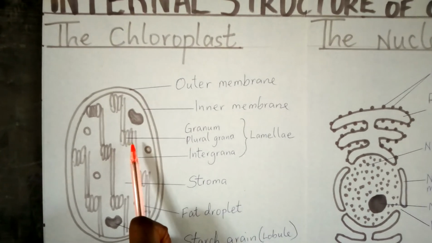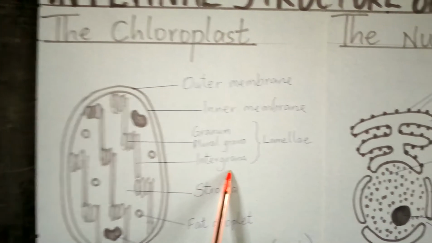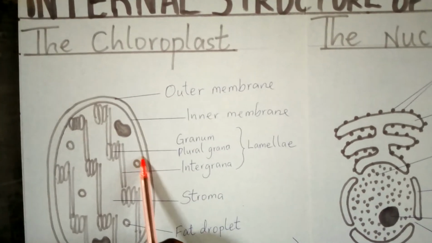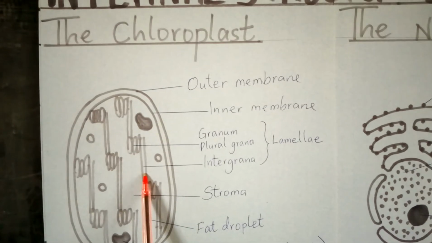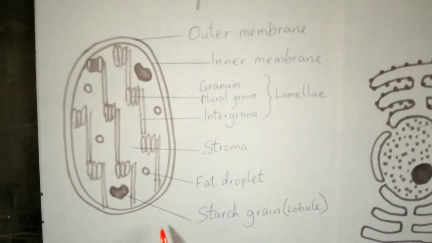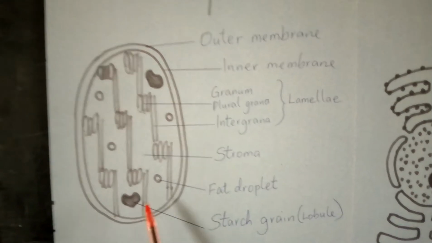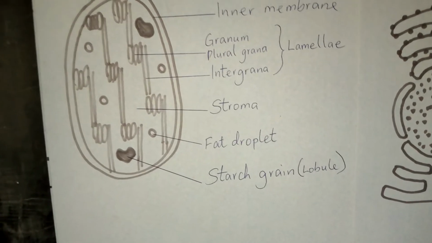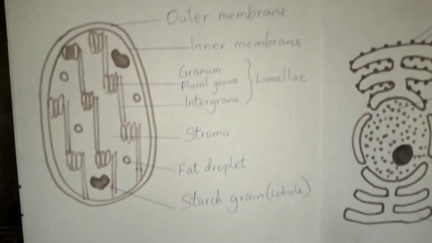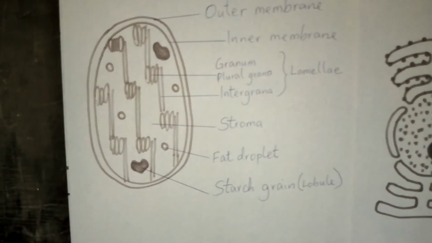So the granum is joined to other granum using the intergrana, meaning it is found in between the grana. The entire name of the granum combined with intergrana is referred to as the lamella, or you can call it the lamellae. We have the fluid part in the chloroplast, which is called the stroma, and in some chloroplasts we may also be having the fat droplets. If it is the type which secretes or produces the oil, you may have the oil droplet.